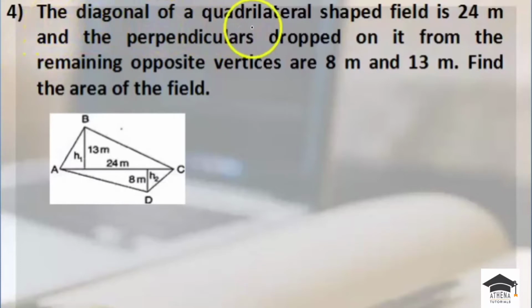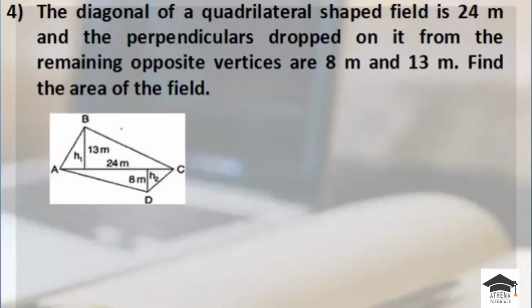The diagonal of a quadrilateral shaped field is 24 meter and the perpendiculars dropped on it from the remaining two opposite vertices are 8 meter and 13 meter. Find the area of the field.